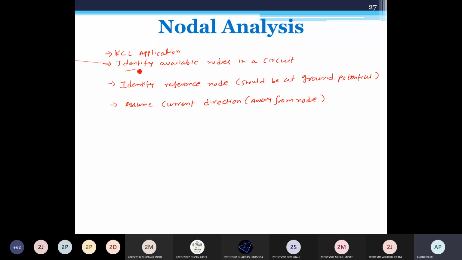A node is where two or more elements are connected together. And for the reference node, it is where three or more elements are connected together. So that is your reference node: three or more elements. And for nodes, we will consider two or more.